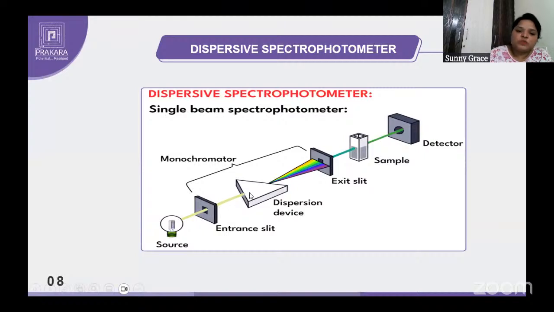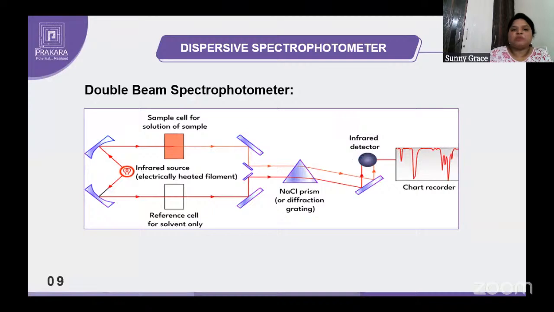With the help of the dispersion device, which can be either a prism or a grating monochromator, the desired wavelength is selected and sent out of the exit slit, and that falls on the detector. We convert it to the wave number, and that is recorded as the IR spectra in the single beam. So from the source only one beam enters the sample. That is the reason why we call it a single beam spectrophotometer. Now let's see the double beam spectrophotometer.